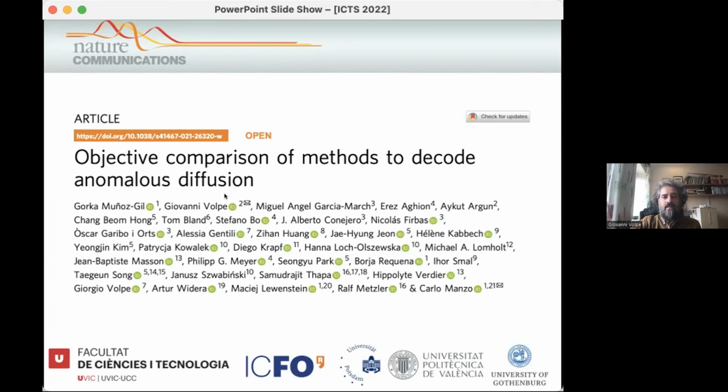November. And here it gives me also the opportunity to highlight the people that actually organized the challenge. As I said before, the idea came from Carlo Manzo, and Gorka Munoz, at the time a PhD student, now a postdoc in Austria, was really the driving force and really the typing force. He wrote the programs and so on. But then there was also Miguel Angel Garcia Mart and Maciej Lewenstein from ICFO and Ralf Metzler from Potsdam, and of course myself. So we were the organizers of this challenge.